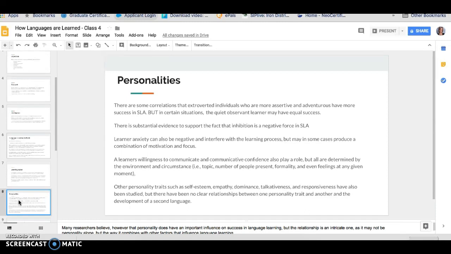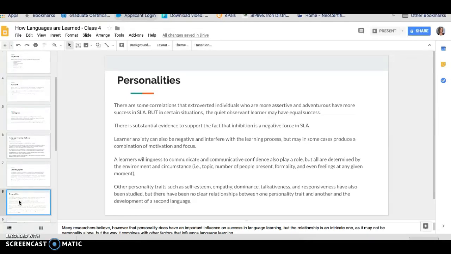It's interesting, that's part of the job as a teacher, is to look at individual personalities and try to support and teach to those. But they definitely play a factor in second language acquisition. There are some correlations that extroverted individuals who are more assertive and adventurous definitely have more success in second language acquisition, but there are also studies and correlations that in certain situations, the quiet, observant learner has just as much success. So not enough to really put strong focus or correlation on that.